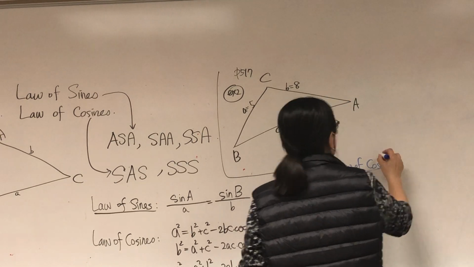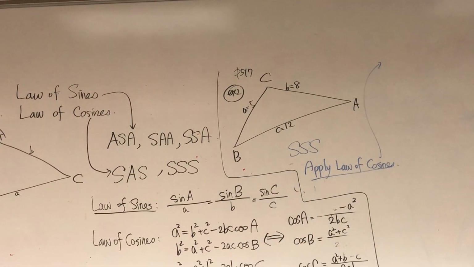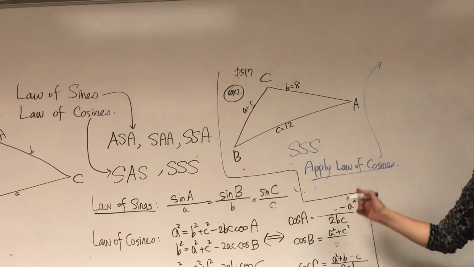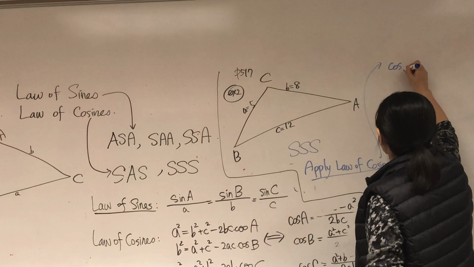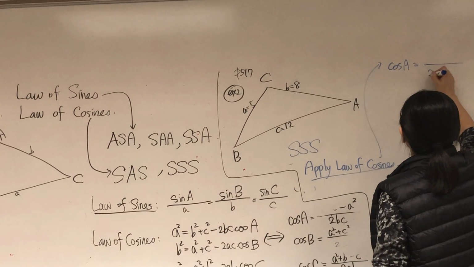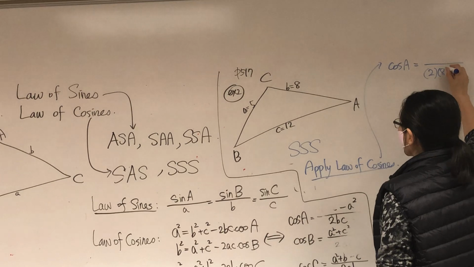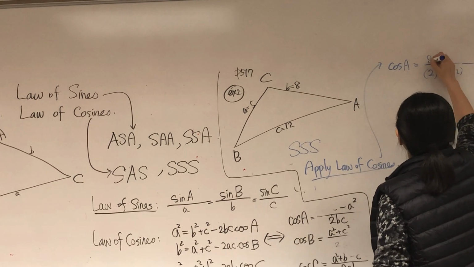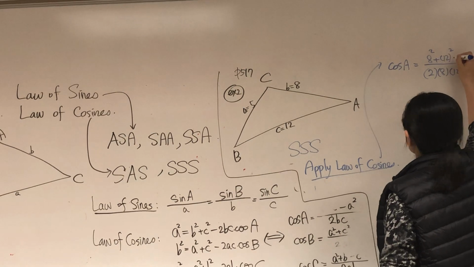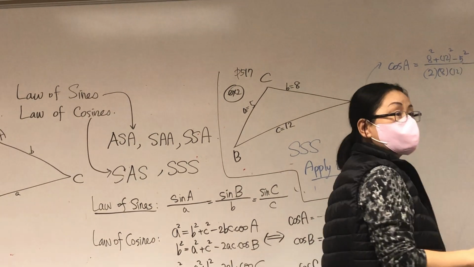How to use the law of cosine? Which one do you want to use? Cosine A. Yeah, you have to use one of these, right? Very good. So cosine A equals what? 2 times BC, 8, 12, and then 8 squared plus 12 squared minus 5 squared. Am I right? Yes. Compute it.